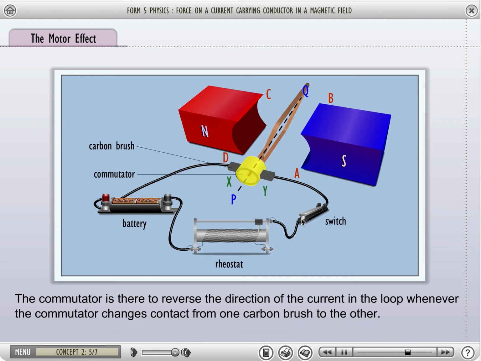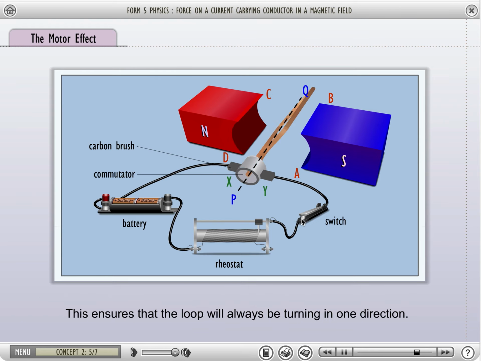The commutator is there to reverse the direction of the current in the loop whenever the commutator changes contact from one carbon brush to the other. This ensures that the loop will always be turning in one direction.